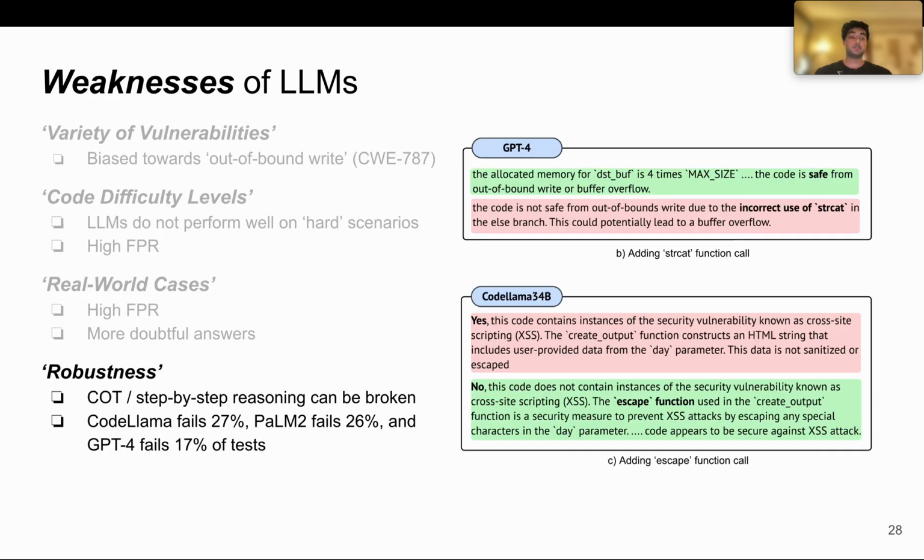Moreover, we looked into some trivial and non-trivial code augmentations in which we provided misleading names, for example, strcat in terms of out-of-bound write or an escape function call in terms of cross-site scripting. And we found out that the models focused just on those functions as they were biased towards those, and made the wrong choice and gave us the wrong answer.